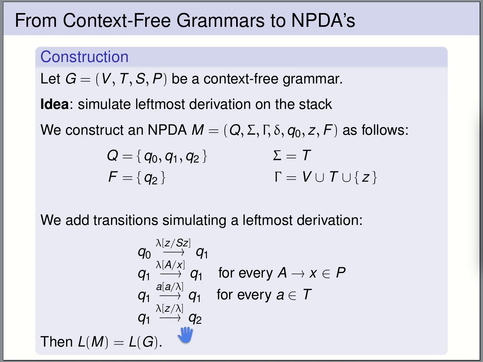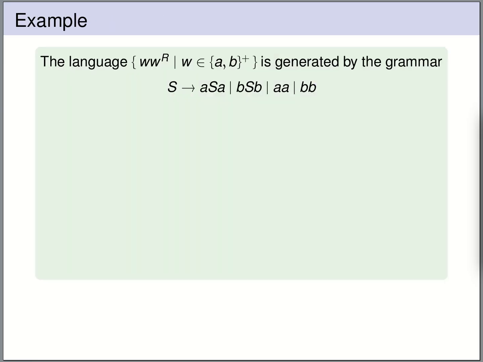And then it can be shown that the language accepted by this automaton is the same as the language generated by the grammar. Let's have a look at an example. Here we have a context-free grammar. This grammar generates all words of the form WW^R, where W is a non-empty word. We want to transform this grammar into a pushdown automaton that accepts the language generated by this grammar.